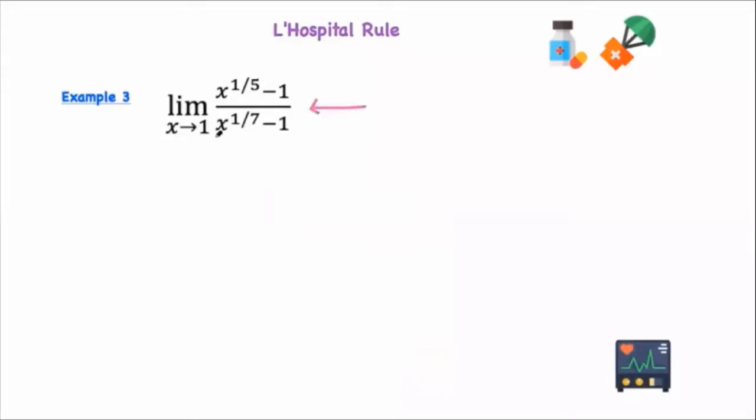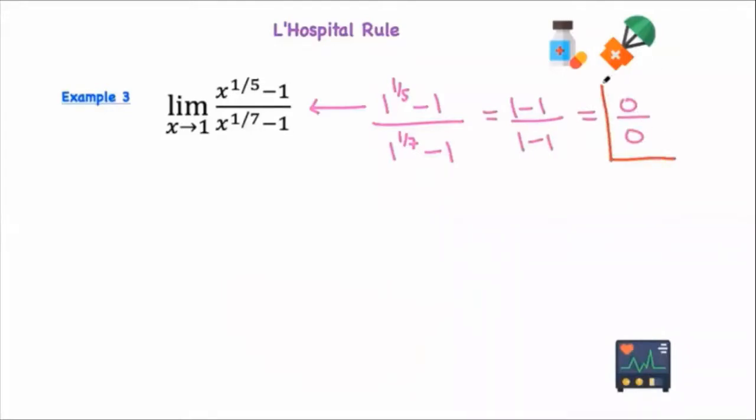Let me first evaluate here. If I put in the 1, on top you have 1 to the 1/5, which is just 1, minus 1. Divided by the bottom, you have 1 to the 1/7, which is 1, minus 1. So really you have 1 minus 1 divided by 1 minus 1, which is 0 over 0. And this is the key: if you have this indeterminate form, you are allowed to proceed with this question using L'Hopital's rule.